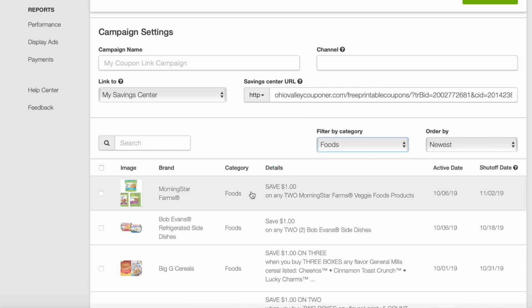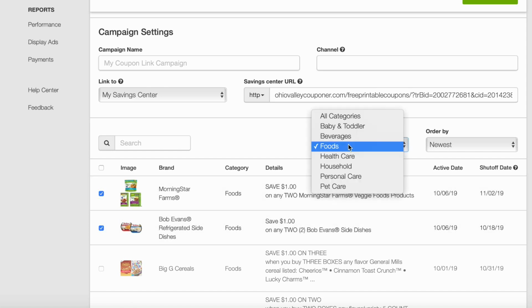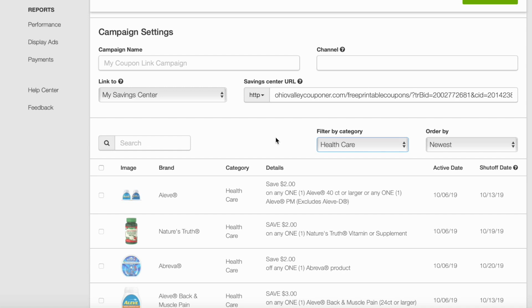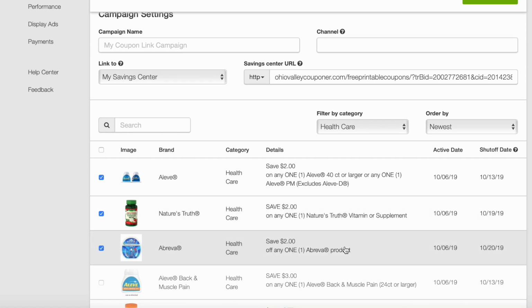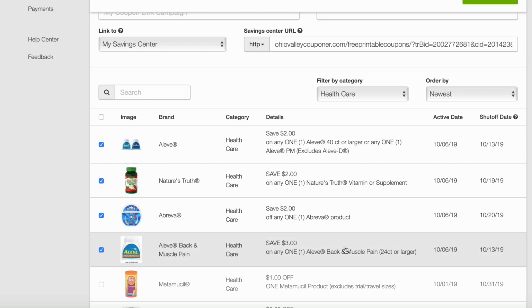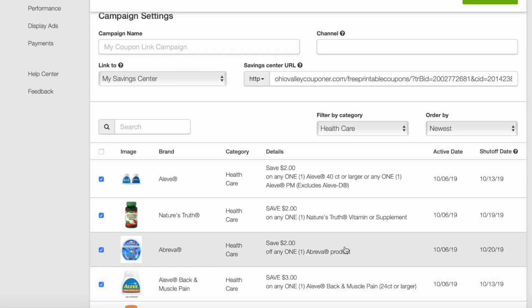Okay, for food coupons, we have $1.82 Morningstar Farms products and $1.02 Bob Evans side dishes. Okay, $2 off of any Aleve, $2 off of a Nature's Truth vitamin or supplement, $2 off of Breva, $3 on Aleve Back and Muscle. This one comes around all the time. People go to Dollar General and get it for $4 and use it in their $5 off $25. Walmart has it for $3.76, so lots of great options for that coupon.